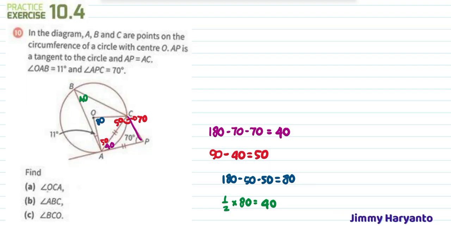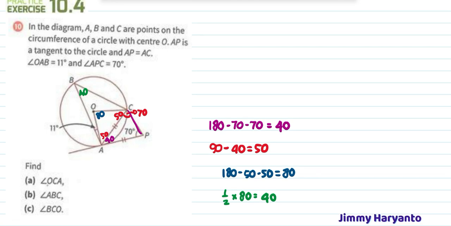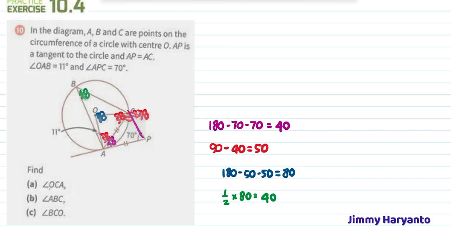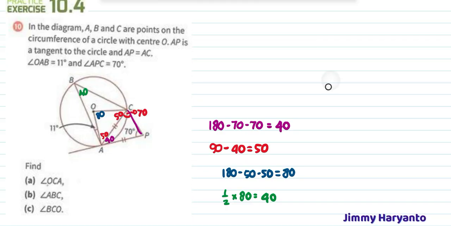And then what next? OCA. The question wants you to find OCA. I already have it, which is 50. This one is 50. And then ABC, ABC also has 40. BCO, we don't know BCO yet. Okay, let's try to find BCO using this angle. That one will be 360 minus 80 equals 260.